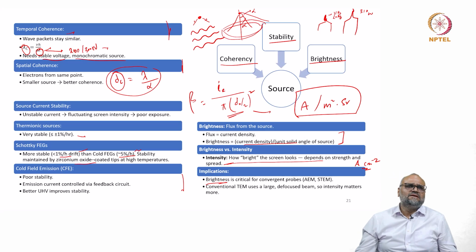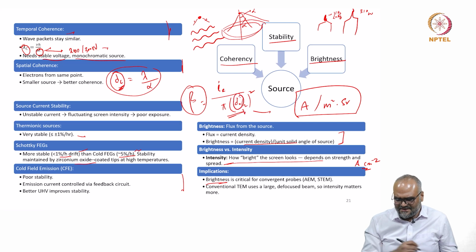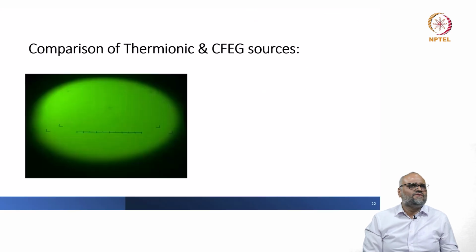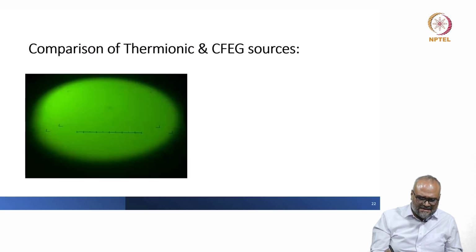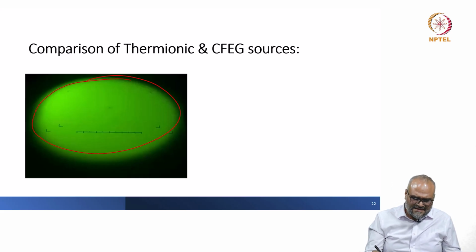If I draw a comparison between the thermionic source and the cold field emission sources, please remember the following parameters: the DC and the brightness and the D naught here. Let us see how you can roughly define them when I draw a comparison between a thermionic emitter and a field emitter. So if you look at this, here is an image from a fluorescent screen of a thermionic source. I have gotten this image by inserting a condenser aperture of 200 micrometer.